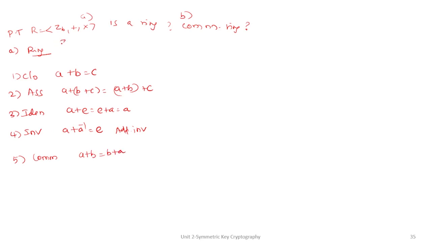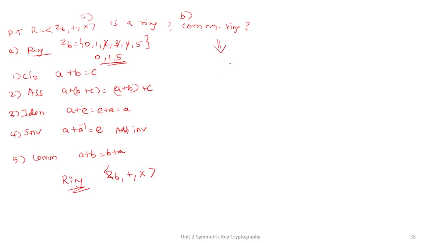So just write the values for Z6. The values are 0, 1, 2, 3, 4, 5. And in this one, 2 is not a co-prime, 3 is not a co-prime, 4 is not a co-prime. So the answers are only 0, 1, 5. So you should take either 0, 1, 5 for checking these conditions, and you should do mod operations for the value. Then the answer will be retrieved as either 0, 1 or 5. So in this way we are able to satisfy these 5 properties. If these 5 properties are satisfied, then that set Z6 with the plus and cross operations is taken as a ring.